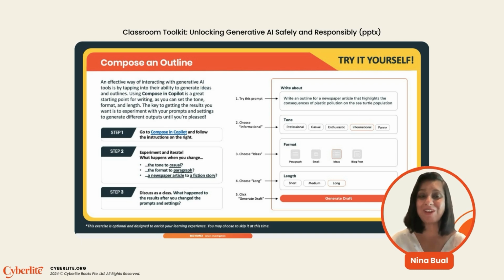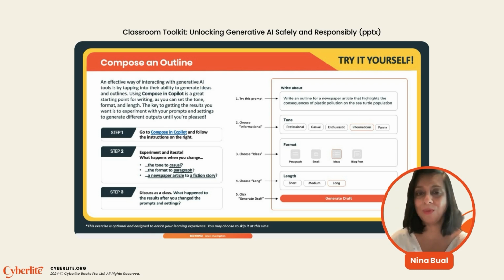Step 2, reiterate and experiment. We're saying that again. What happens when you change the tone to casual, the format to a paragraph, a newspaper article to a fiction story? Give everyone the time to do these and to experiment. You may feel they need less time, but what we found is this is where the true learning and experience really comes to life. Once you've done that, step 3, discuss with the class what happened to the results after you changed the prompts and the settings. You can see on the right-hand side that there is more information for you to go through.